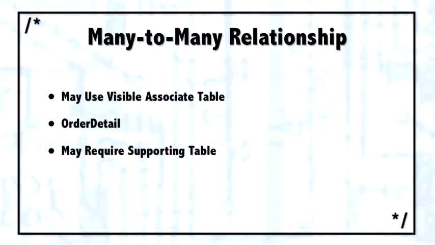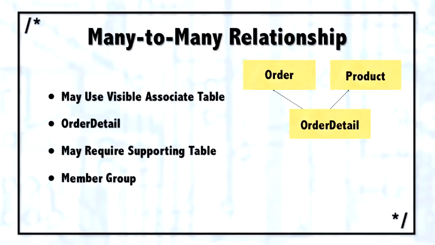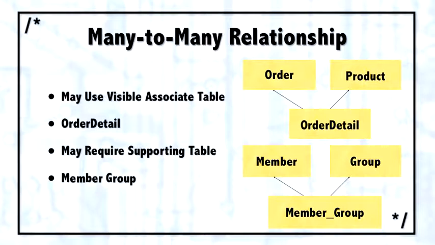Sometimes in a many-to-many relationship, that connection between the two is an obvious table that most users or most business people would understand. For example, between order and product, most people understand there has to be some kind of detail row there that connects an order with a product.